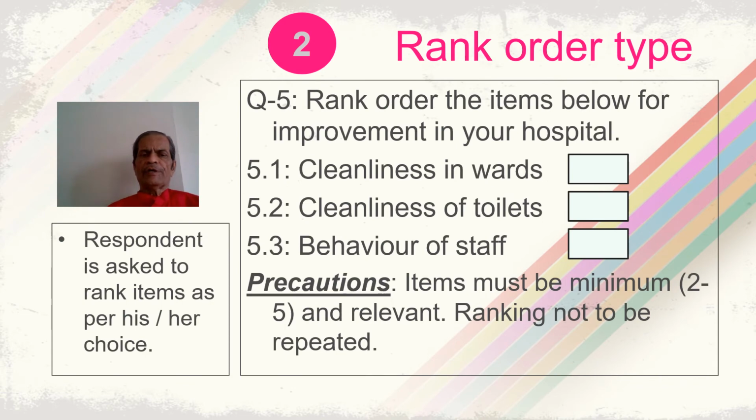In a rank order type of question, there is a question followed by the atoms for which the ranking is expected. The respondent is asked to rank the atoms as per his or her choice. Here is an example. Here is the question, and here are the atoms to be ranked. The question is, rank order the atoms below for improvement in your hospital. And the items mentioned are cleanliness in the wards, cleanliness of the toilets, and behavior of the staff.